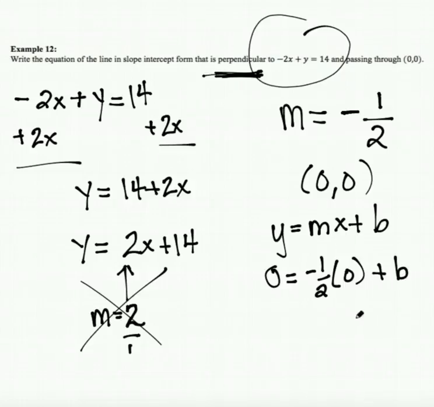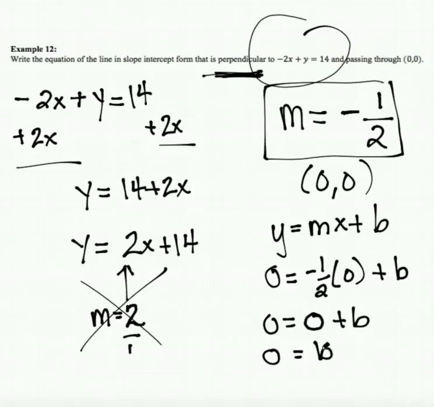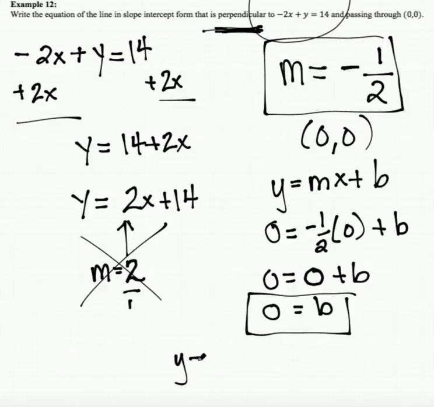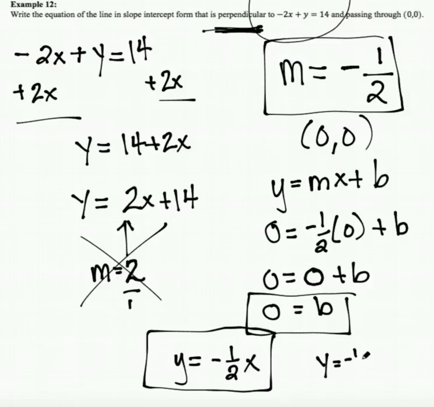And then I have plus b. I need to solve for b. 0 equals -1/2 times 0 is 0 plus b. So that gives me b equals 0. So I have my m, I have my b, so I can write my equation. So my equation is going to be y equals -1/2 x. You could write the plus 0 if you wanted, y equals -1/2 x plus 0, but plus 0 isn't necessary. So we can keep it simply as y equals -1/2 x.